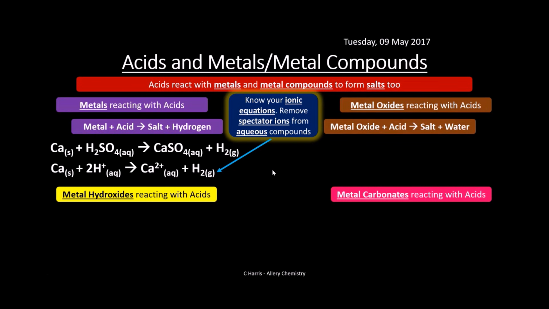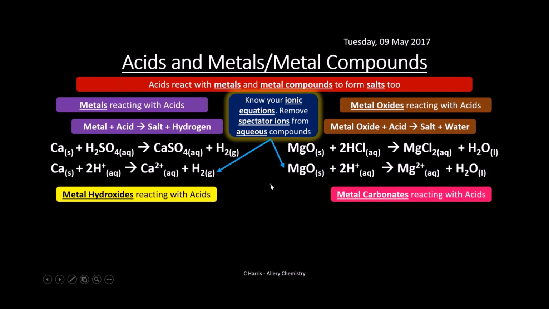Right, metal oxides react with acids and they form salt and water. So it's just acid and base. Let's have a look at an example. Magnesium oxide reacting with hydrochloric acid forms your salt, magnesium chloride, and water. Make sure it's balanced. Make sure you know how to balance the atoms within the molecule. So 1 Mg for 1 oxygen, because Mg is in group 2.